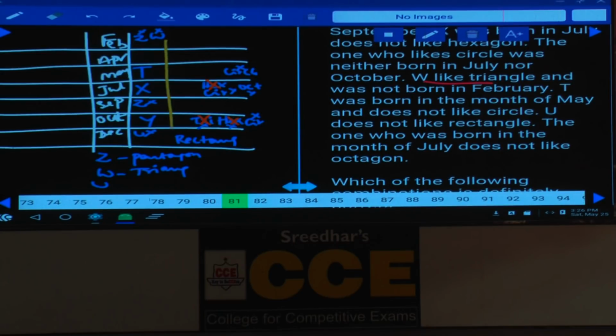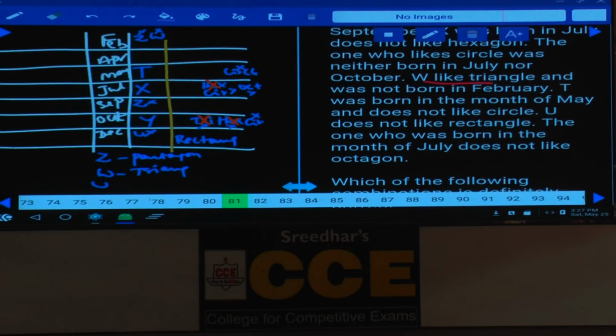From there onwards, now we need to finalize or adjust the given information. Now in this one, Z and W cannot be in the month of Feb, isn't it? Then now see here. Now if you take the case of July and October, July cannot be hexagon, cannot be circle, cannot be octagon. Three figures were done. Now it cannot be pentagon, cannot be triangle, cannot be rectangle.